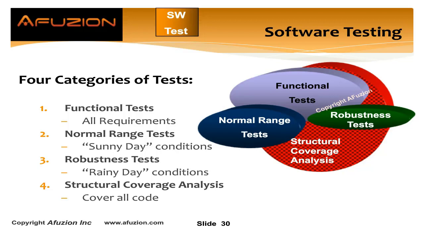Notice the font? Functional testing, I made that in black. It's black box. White box. There you have it. Normal range, robustness test. Try to break the code. That's the rainy day scenario.